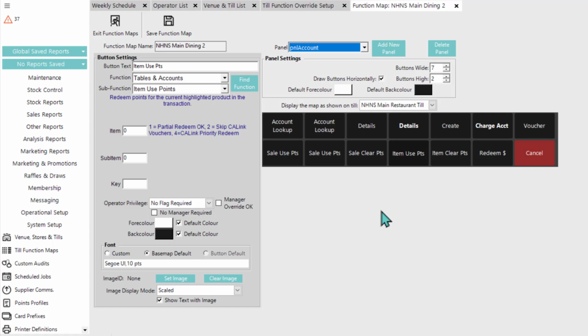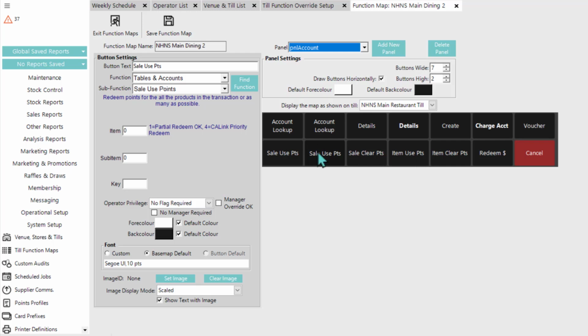So the first function that I've got is one that I had mentioned earlier, this item use points, and this can be used to redeem points for single items within a sale. We can actually see here: redeem points for the current highlighted product in the transaction. So that's what I had used in the example that I had shown earlier. We do have another one here called sale use points, and that can be used to redeem points for all of the products within a transaction, or as many as possible.